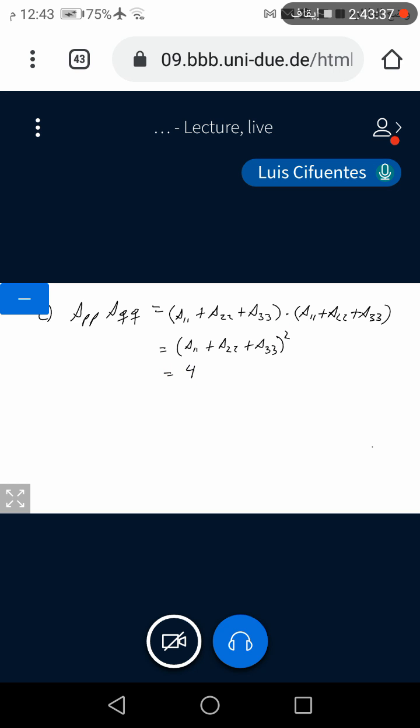Replacing the values, this is just 49. For part D, we have a Levi-Civita symbol. It's this one: epsilon_PQR, a_P1, a_Q2, a_R3.